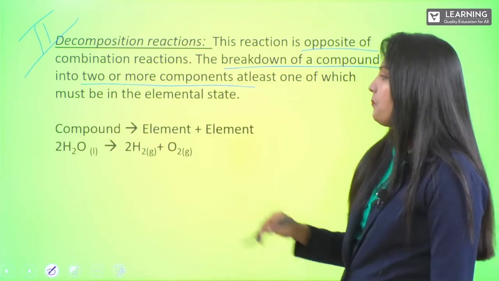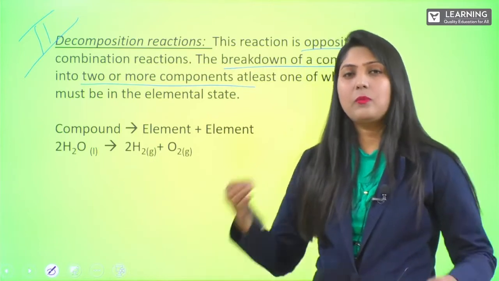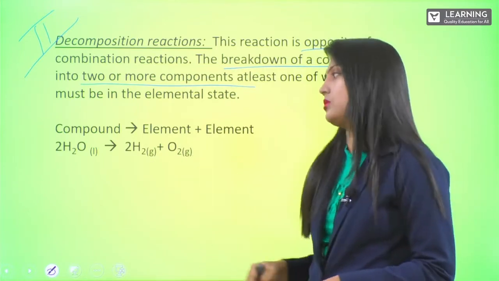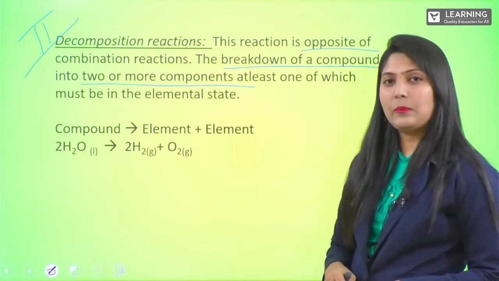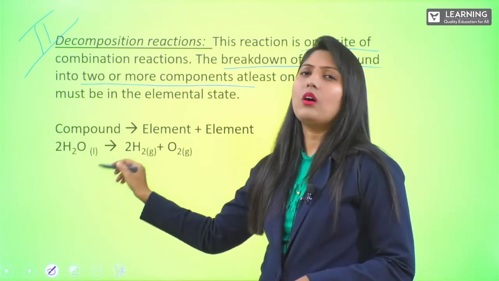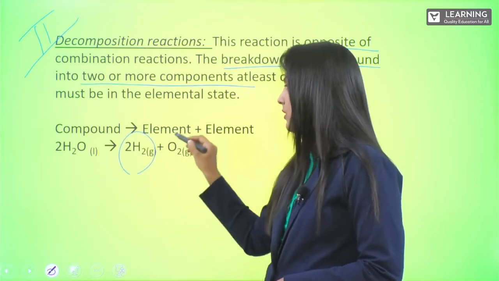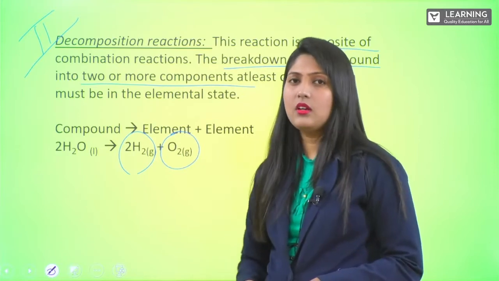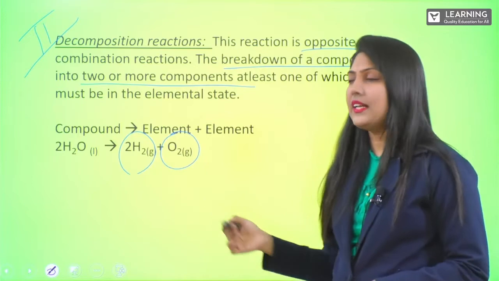Next we have a compound which is giving rise to element and element, where if you pass electricity through water, we get hydrogen and oxygen as the elements. So as we know, a water molecule is made up of hydrogen and oxygen. When we pass the electricity through the water, we get hydrogen separate, oxygen separate, which are two different elements with different properties.